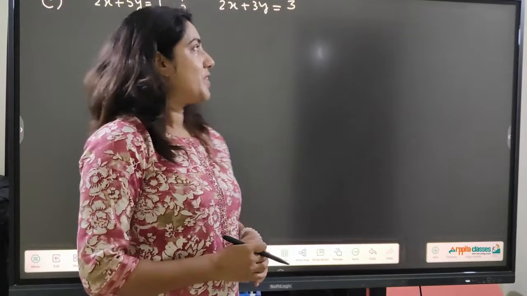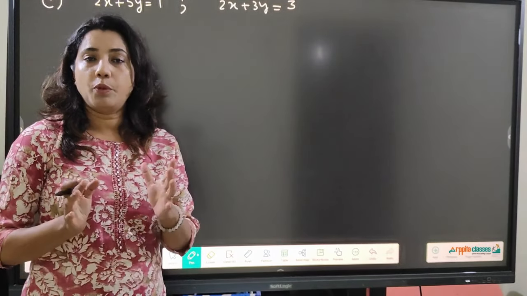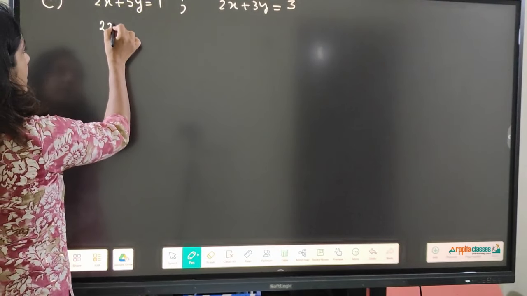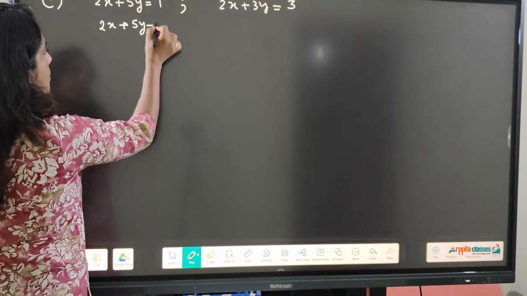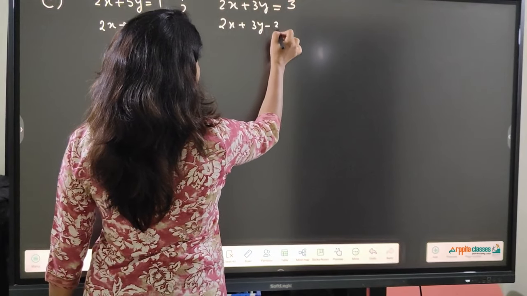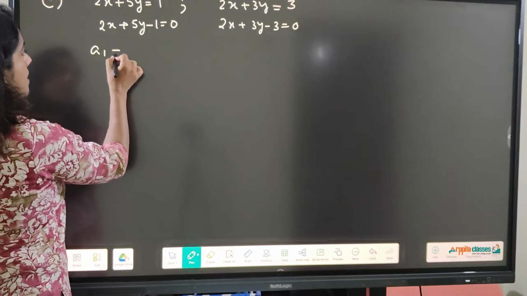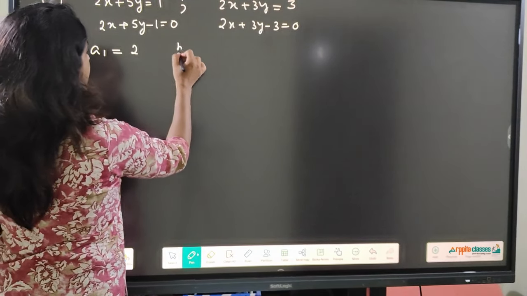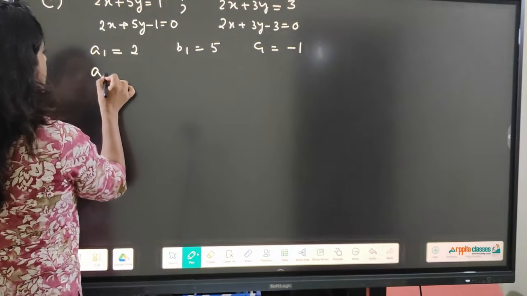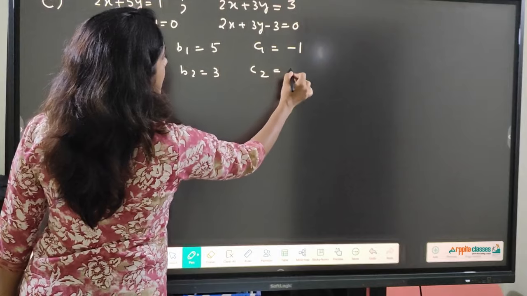So now the question number 6. 2x plus 5y is equal to 1, 2x plus 3y is equal to 3. In both the equations, constant terms are on the right hand side. So we'll get them in the left hand side. 2x plus 5y minus 1 equal to 0. 2x plus 3y minus 3 equal to 0. Let us find out our a1, a2, b1, b2 and c1, c2. a1 is 2, b1 is 5 and c1 is minus 1. a2 is 2, b2 is 3 and c2 is minus 3.